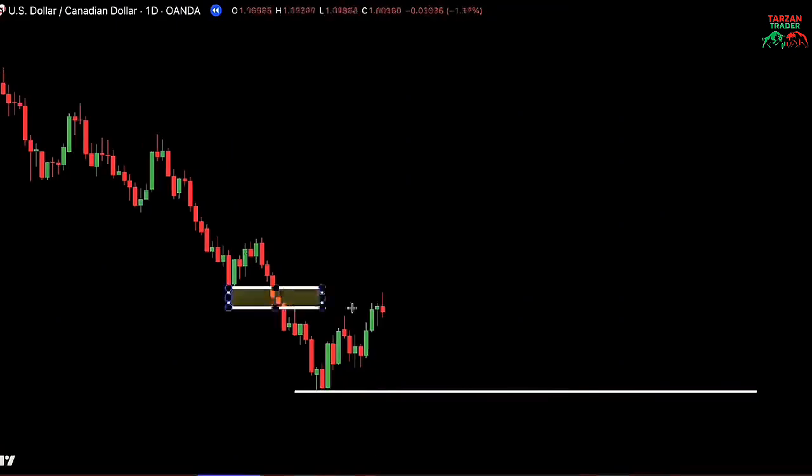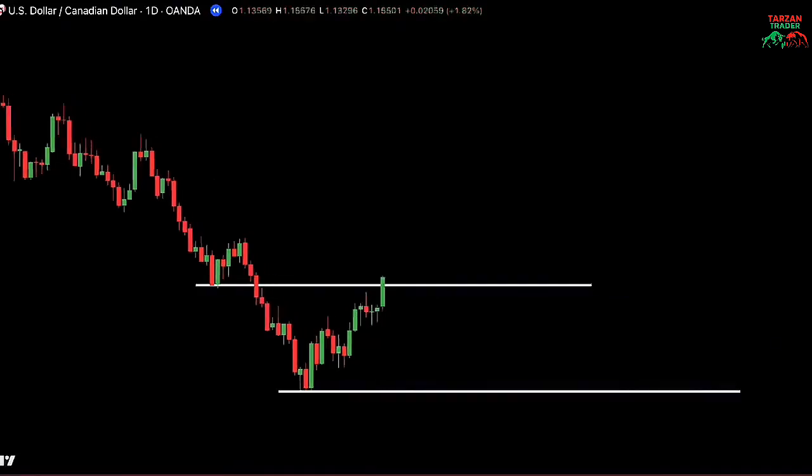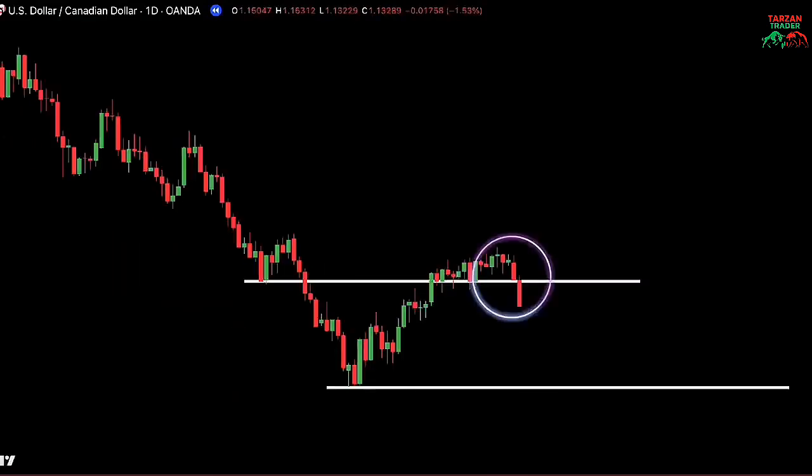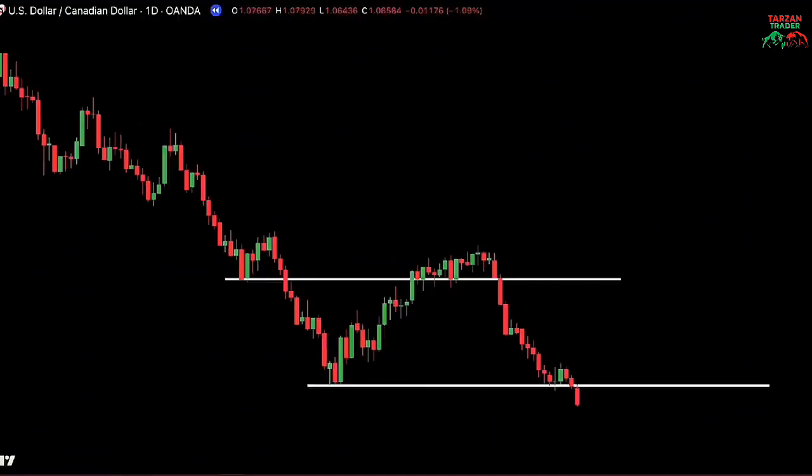As price retraces higher, we look for the next resistance level, a previous support level that may now act as resistance. Once price reaches this resistance level, it breaks above but then closes back below, forming a clear liquidity sweep. This liquidity sweep signals the end of the retracement and the start of a new impulsive move.